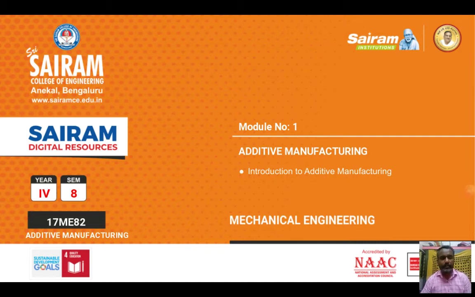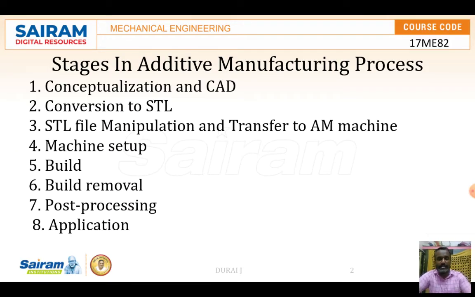Yeah, so in this video we are going to discuss the stages of additive manufacturing. There are 8 stages, or 8 steps. The first step is conceptualization and CAD. The second step is conversion to STL, and the third step is STL file manipulation to transfer to the additive manufacturing machine. The fourth stage or step is the machine setup.